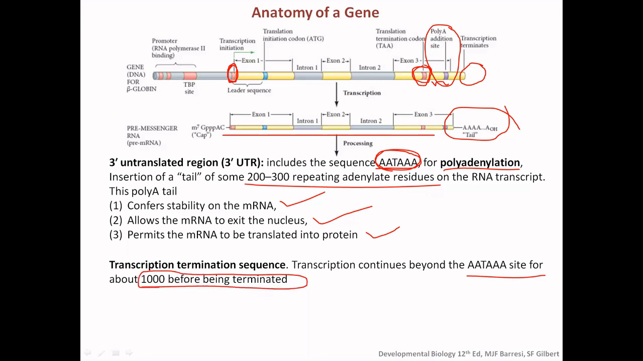So in summary, a gene has various regions. It starts with the promoter, where the RNA polymerase, the enzyme that is going to transcribe or synthesize the mRNA, binds, and it ends with the transcription termination site. Between the promoter and the transcription termination site, there are regions like the transcription initiation site, then the leader sequence, then the translation initiation site. Between the translation initiation site and the translation termination site, we have the coding regions, which are called the exons, and the non-coding regions, which are called the introns.